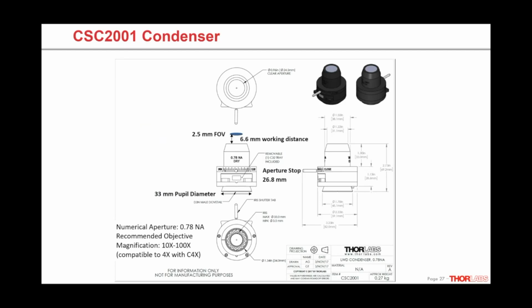So on our example of the CSC 2001, it has a 2.5 millimeter field of view. And so in our marketing materials, you will see that that means its recommended objective magnification pairings are 10x through 100x. It has a working distance of 6.6 millimeters. Its pupil diameter is 33 millimeters, and the aperture stop location is about 27 millimeters from the dovetail.